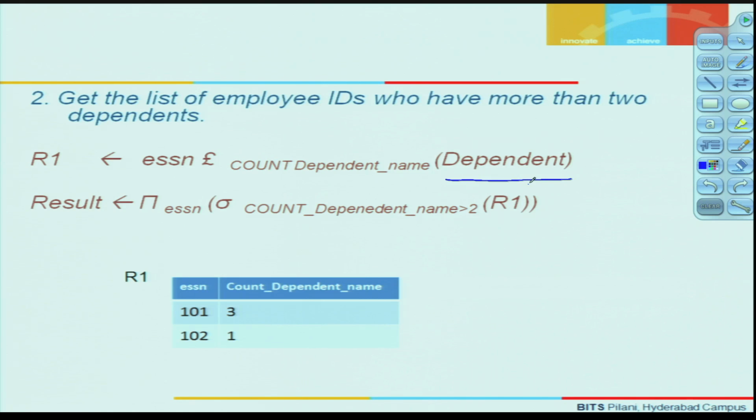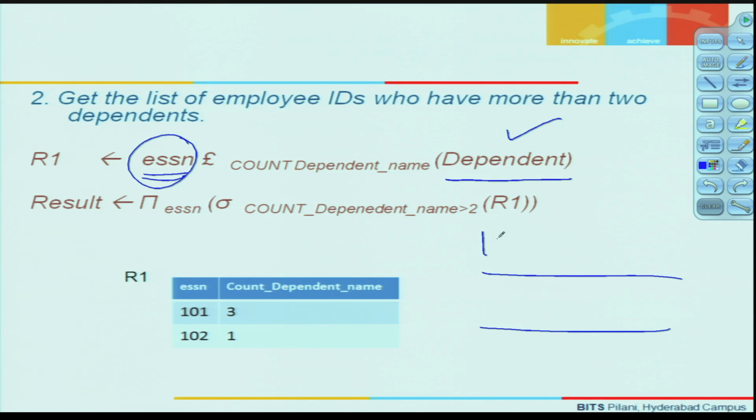If an employee has at least one dependent, his employee ID will appear in the dependent table; his entry will be there in the dependent table. So that is why we go to the dependent table and group the tuples based on the ESSN. For each employee there will be a group.